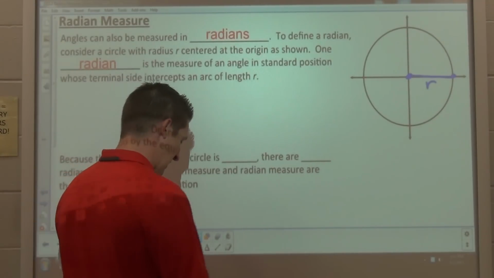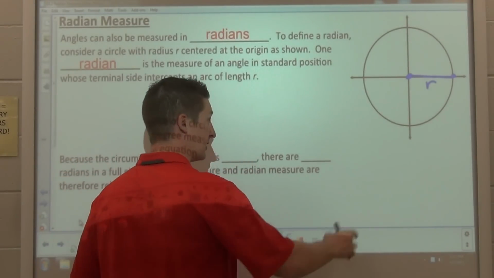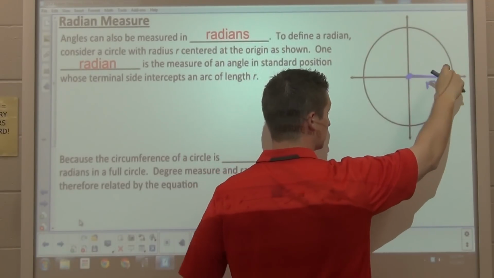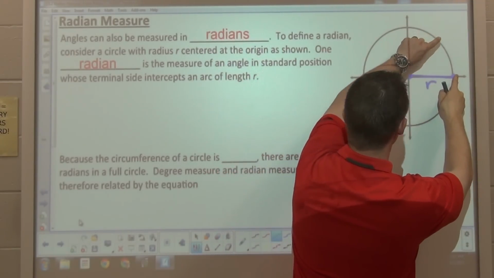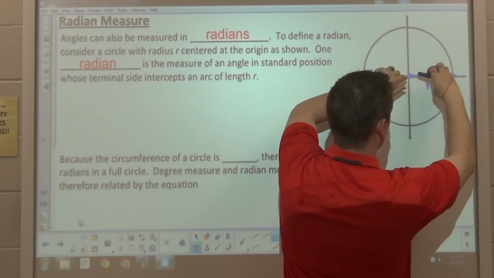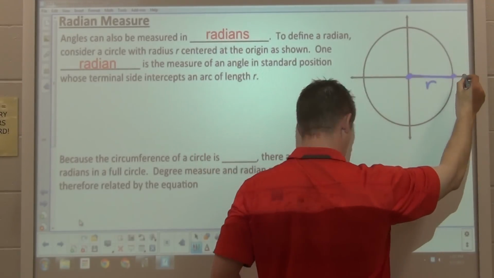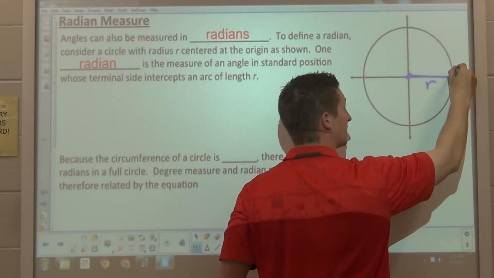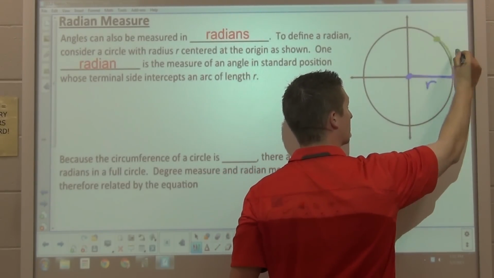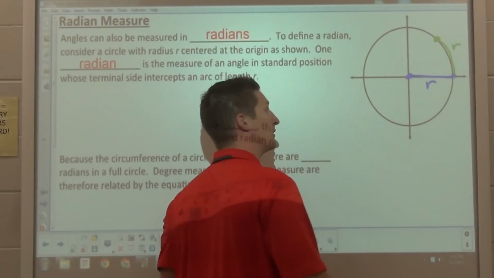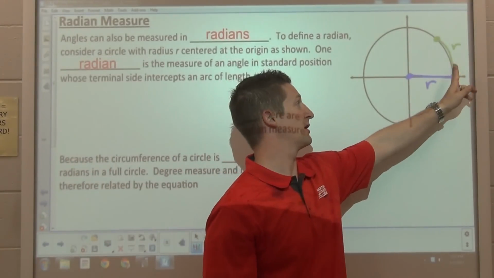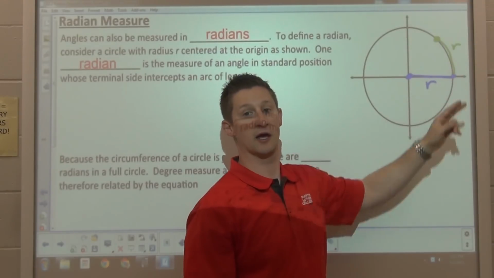r. So what that means is, if I were to take this radius and lay it around the outside of the circle, that's what it's saying when it says it intercepts an arc of length r. So if I estimate about where that would be, I'd say it probably would extend to about there. So that would be r units around the outside of the circle. Whatever the radius is, take the radius and lay it around the circle. We get something like that.